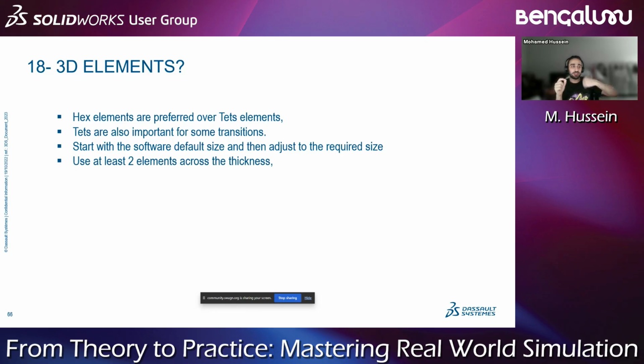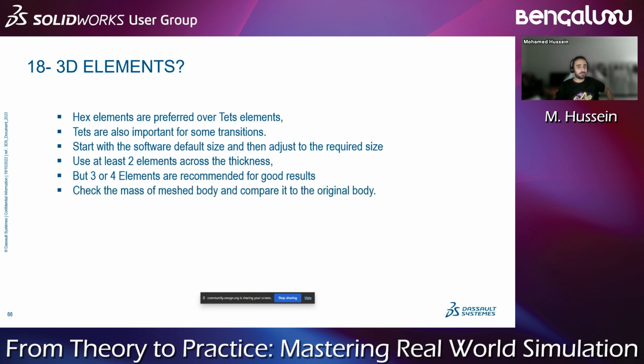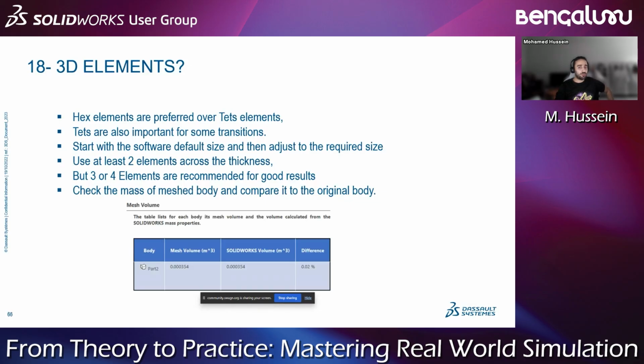Use at least, I think we discussed this point in the last presentation, at least 2 elements across any thickness, but 3 to 4 elements are always recommended for these results. Don't forget to check the mass of your meshed body and compare it to the original body. You can do this mesh volume check in SolidWorks, and check the difference between what has been meshed and your original volume.